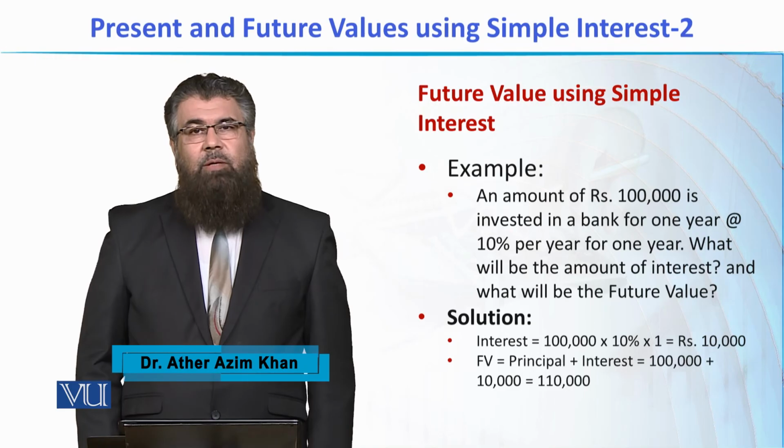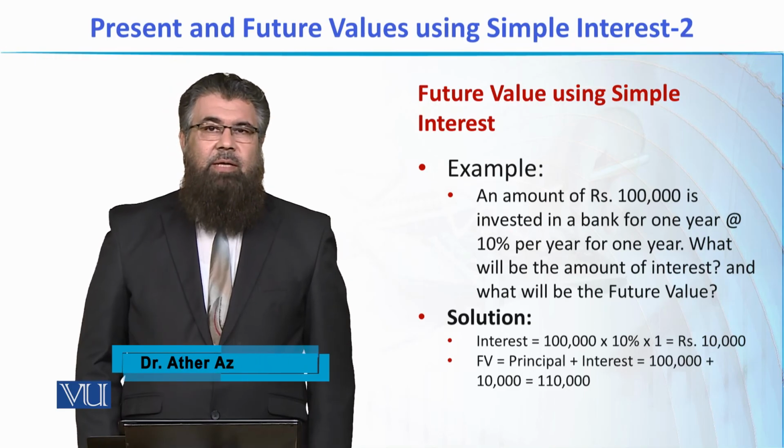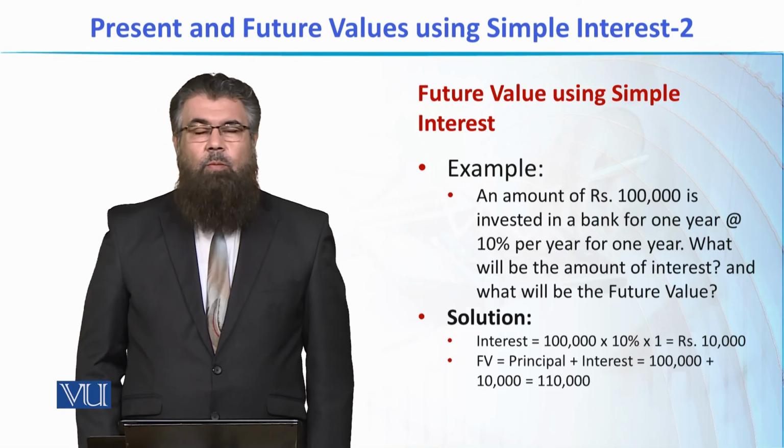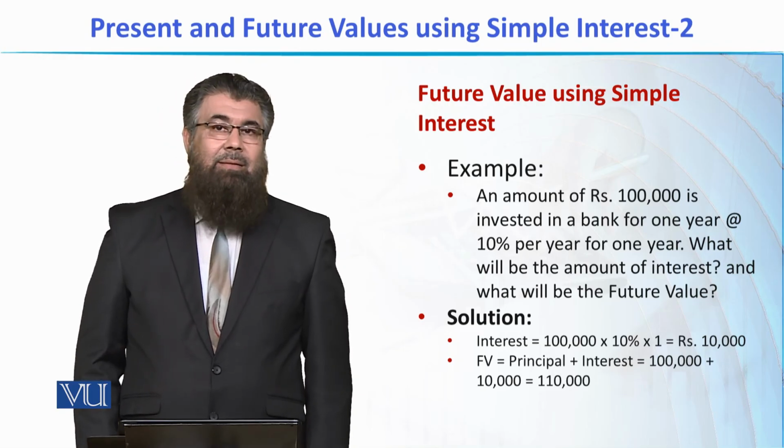And the future value will be the sum of the principal 100,000 and the interest earned. So you can see that the future value is 110,000.